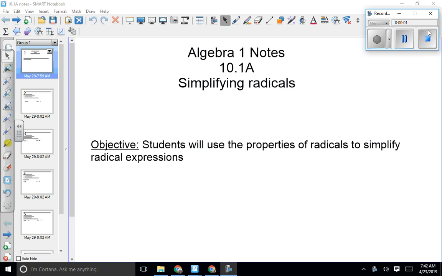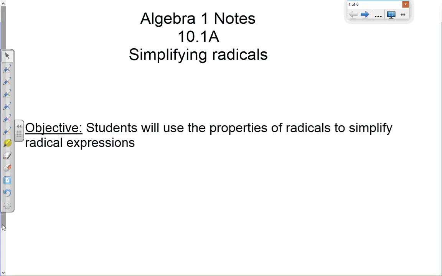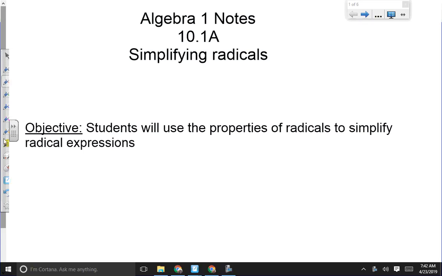You guys have already seen radicals. That was the square root symbol that we were using in chapter 9 when we were solving by square roots and when we were using the quadratic formula. But what we're going to do now is use what's called simplifying a radical expression.